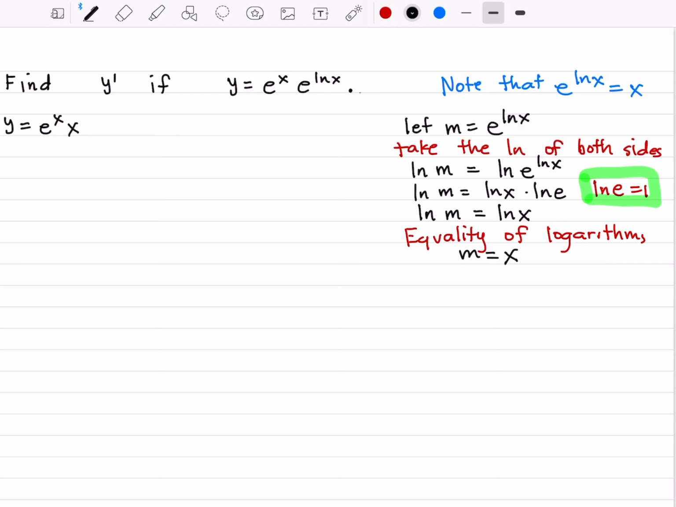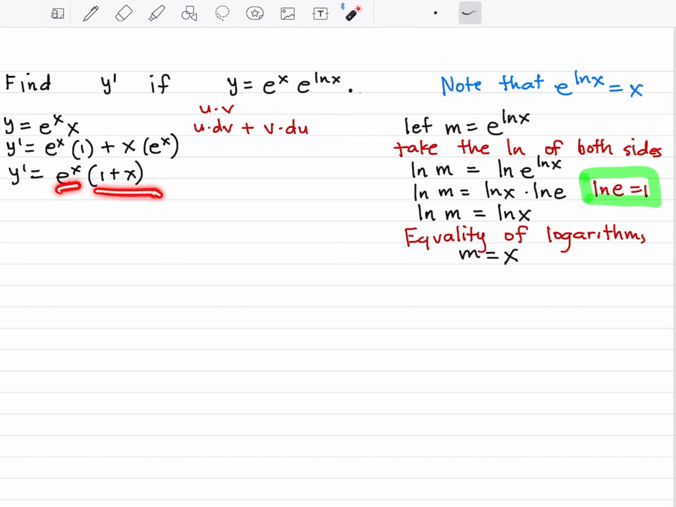Note that this is a product between e to the x and x. So to differentiate, to get y prime, we have to apply the product rule. If our function takes the form uv, then the derivative is u times dv plus v times du. So let's apply that here. Our u is the first factor, which is e to the x. So y prime is equal to e to the x times the derivative of x, which is 1, plus x times the derivative of the first, e to the x. Or simply, factoring out e to the x, y prime equals e to the x times the quantity 1 plus x.